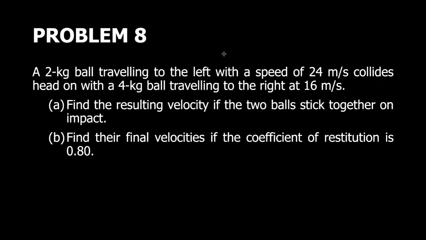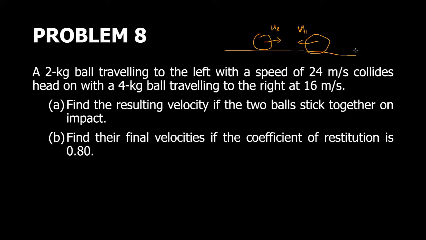So, the first step is to make a rough sketch. We have two balls. The first is the 2 kilogram ball traveling to the left. Let's indicate this as U sub 1, since it is the initial velocity. This is the 4 kilogram ball traveling to the right. Let's indicate this as U sub 2.